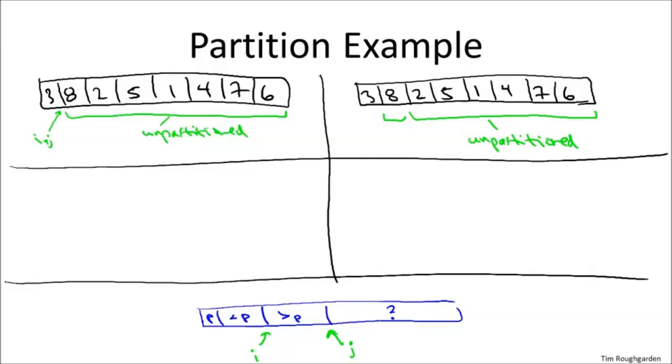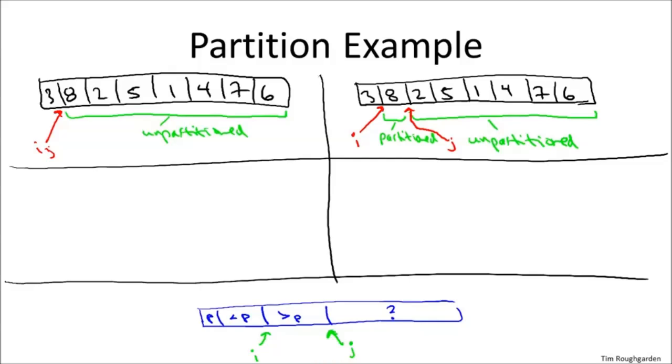So j, recall, delineates the boundary between what we've looked at and what we haven't looked at. i delineates, amongst the stuff we've looked at, the boundary between what's bigger than and what's less than the pivot. So the 8 is bigger than the pivot, so i should be right here, because we want i to be just to the left of all the stuff bigger than the pivot. Now, what's going to happen in the next iteration? This is where things get interesting. Suppose we advance j one further.